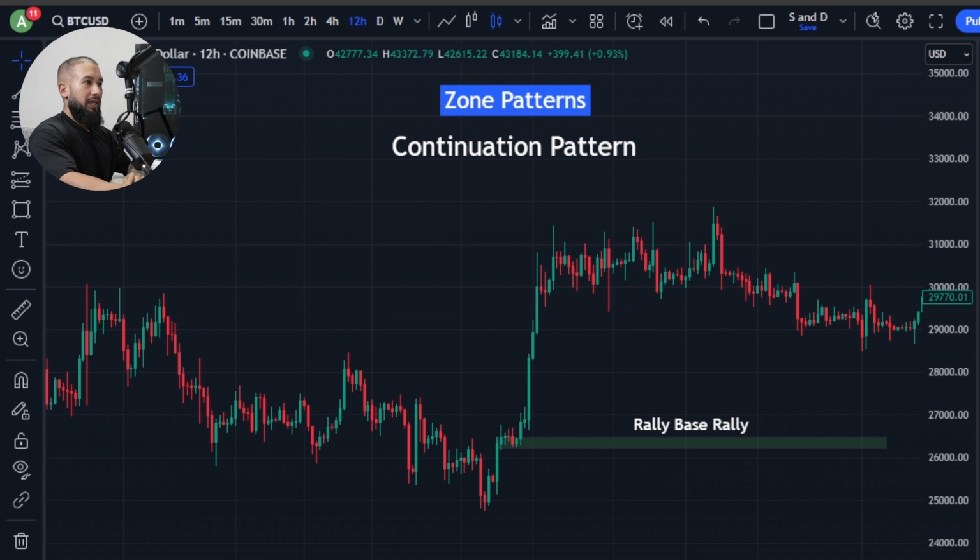It's a rally, base, rally. For this continuation pattern, we have a rally, then a base is formed, and we have another rally. We see we have our imbalance candle here, followed by our base, and then a rally caused by another imbalance candle.